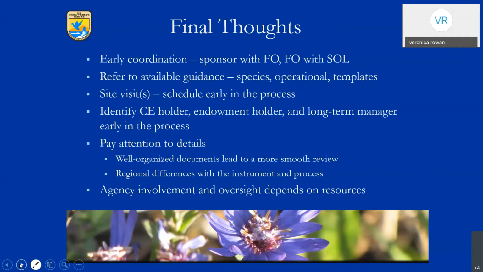And of course, agency involvement on the operation of the bank depends on the resources that we have. And so one of the reasons that we have conservation easement holders and endowment holders and long-term managers is to do the reporting to the agencies. And so our oversight is an efficient use of our time. Let's put it that way.